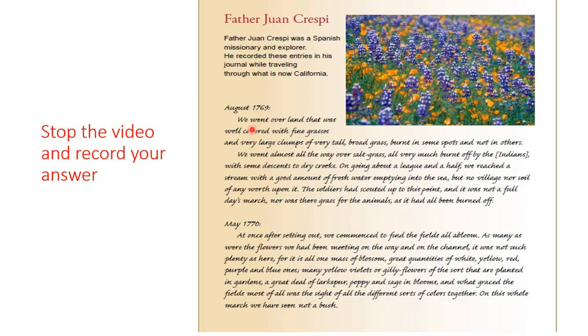1769. We went overland that was well covered with fine grasses and very large clumps of very tall, broad grass, burnt in some spots and not in others. We went almost all the way over salt grasses, all very much burnt off by the Indians, with some descents into dry creeks.